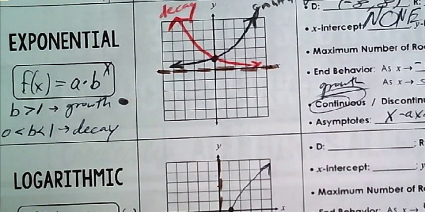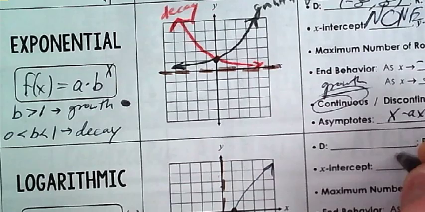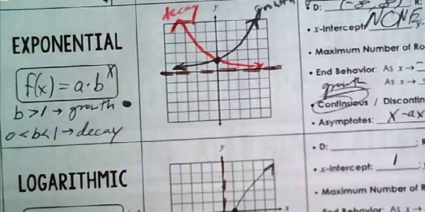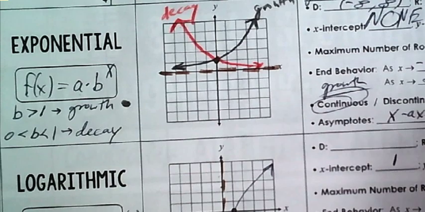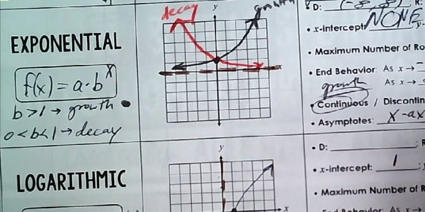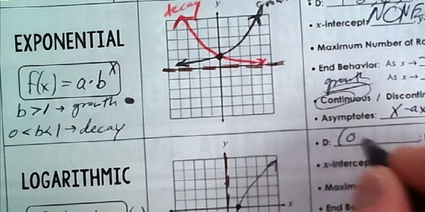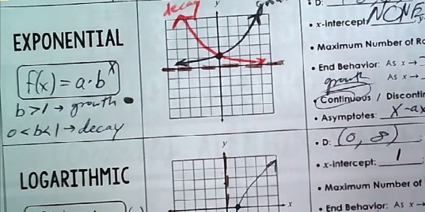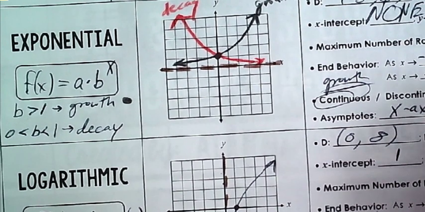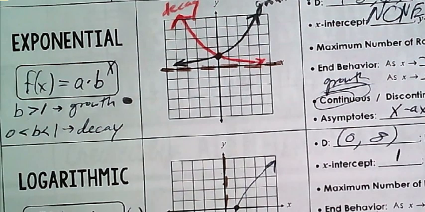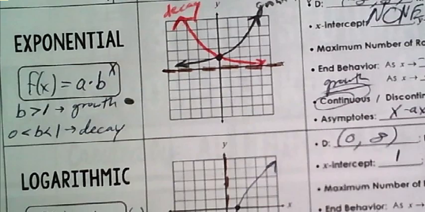The maximum number of roots or zeros is 1. The x-intercept is 1 for this problem. The y-intercept is none. The domain goes from 0 with a parentheses to infinity, and the range goes from negative infinity to infinity, because it goes down forever and up forever. Alright, so that's it. So I'm going to stop the video.